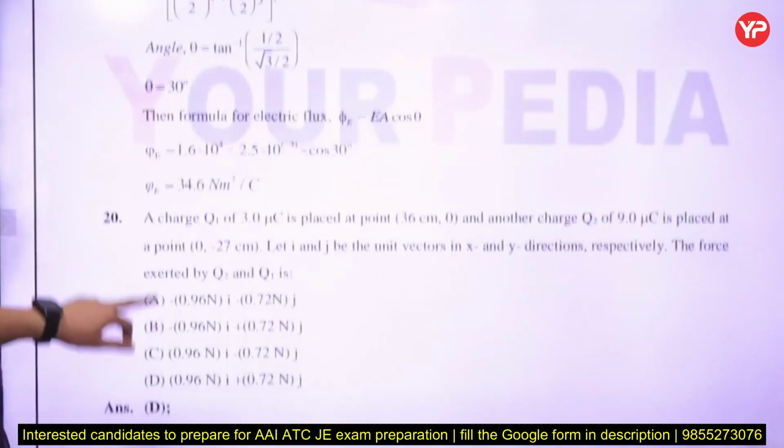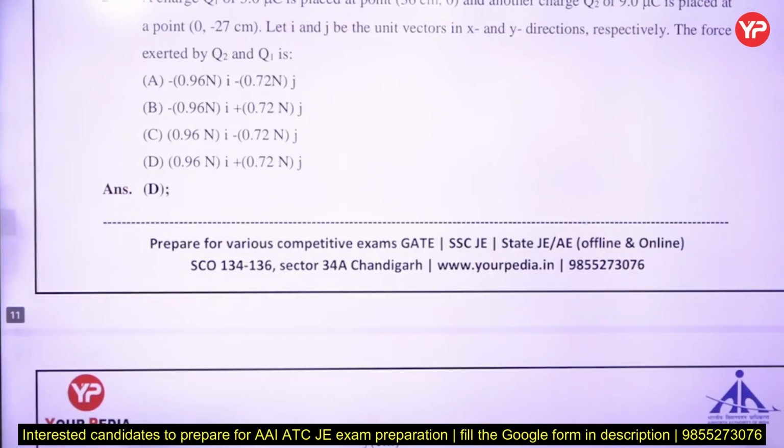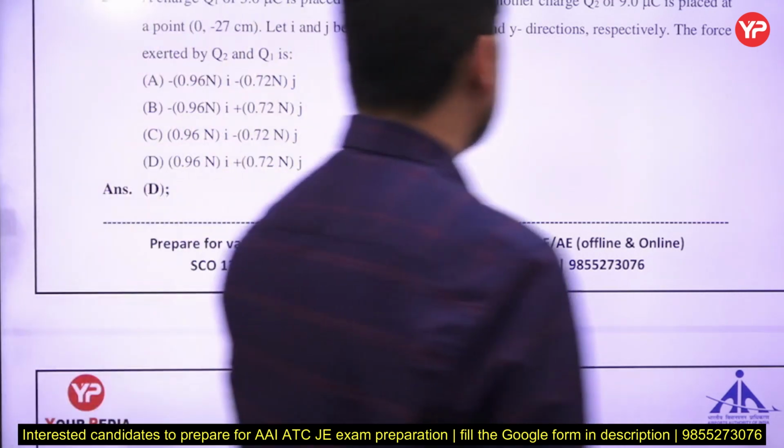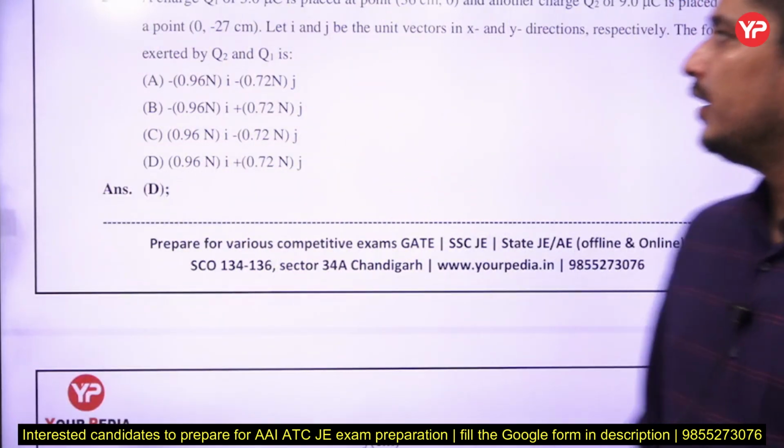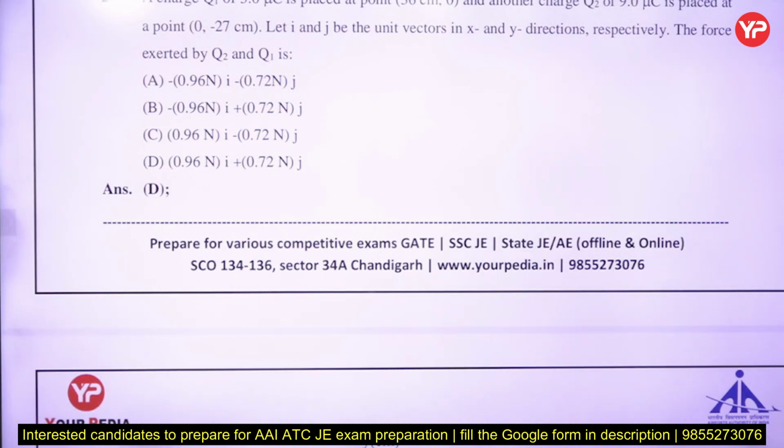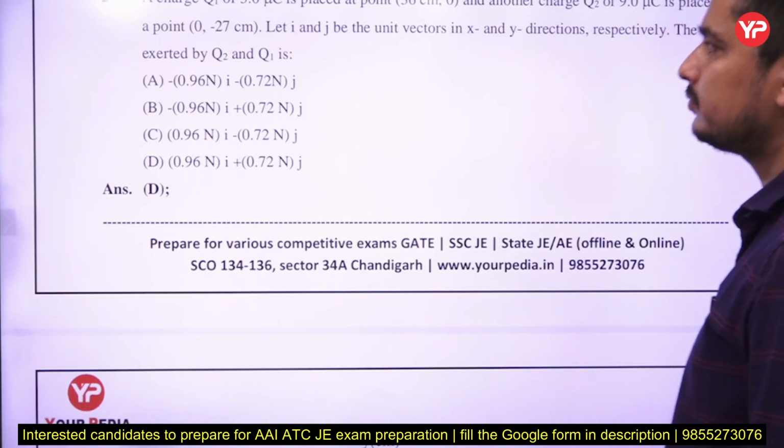That will be 30 degree. A charge q1 of 3 microcoulomb is placed at a distance, another charge 9 microcoulomb is placed at a distance of this one. Let i and j be the unit vectors in the x and y directions. The forces on q2 and q1 are.